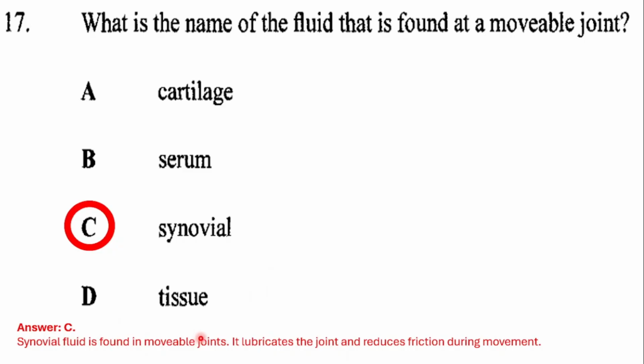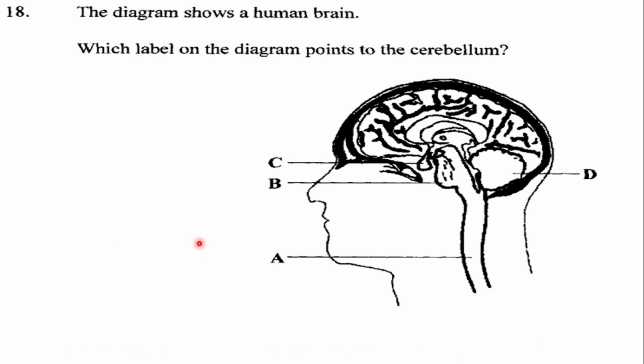Now, what is the purpose of the synovial fluid? Well, the synovial fluid lubricates the joint and reduces friction during movement. So the correct answer is definitely going to be C, synovial fluid. Let's move on to question number 18, and it says, the diagram shows a human brain. Which label on the diagram points to the cerebellum?